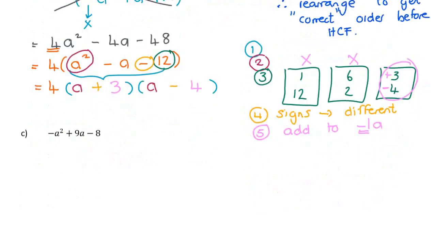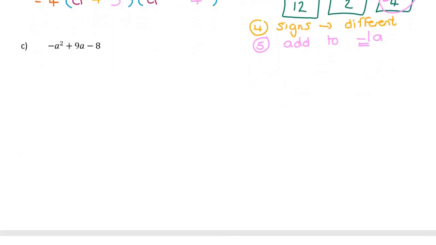Right, so that's B. Question C, I'm playing on this exact idea, because if you'll notice here, this says negative a squared plus 9a minus 8.